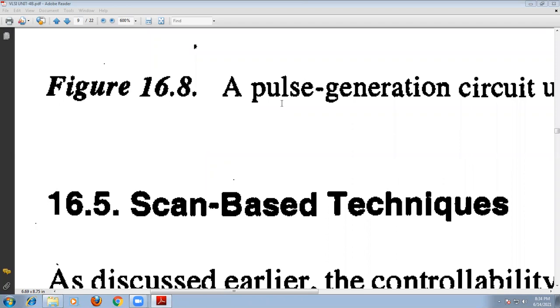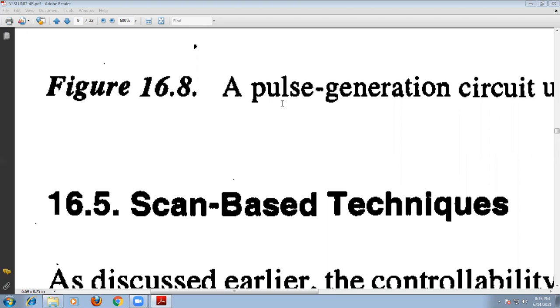So, design for testability. In the last class, we discussed ad hoc testable design techniques. In this class, we are going to concentrate on scan-based design techniques. In the scan-based technique, as in the last class, we discussed controllability and observability.